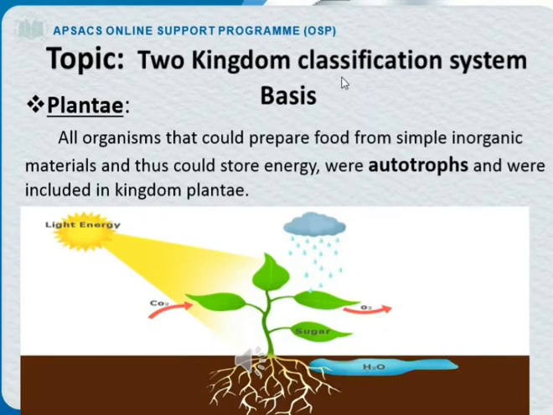In two kingdom classification system, all the organisms that could prepare food from simple inorganic material and thus could store energy were called autotrophs, and they were included in kingdom Plantae. As you can see in the picture, plant is making its food, that is sugar, from inorganic substances, that is water, sunlight, carbon dioxide and soil.